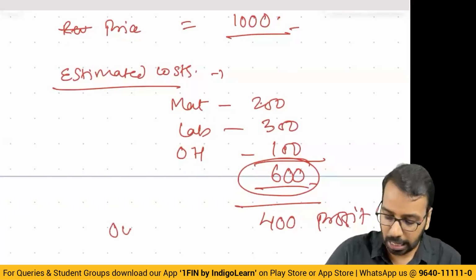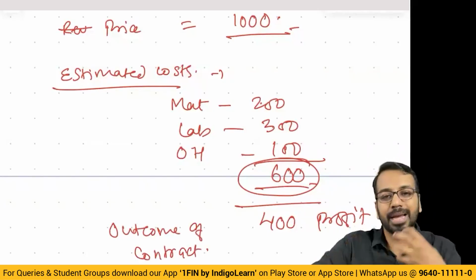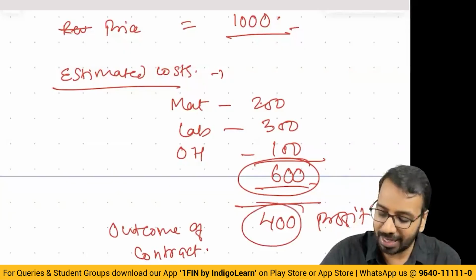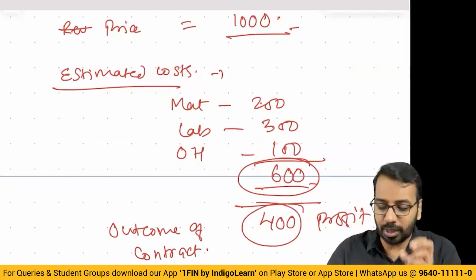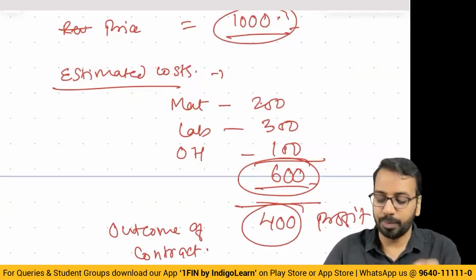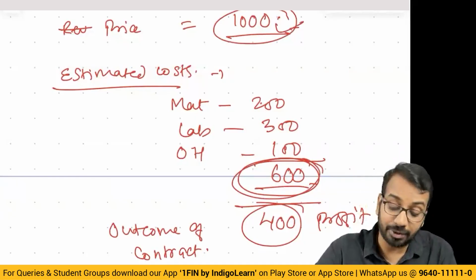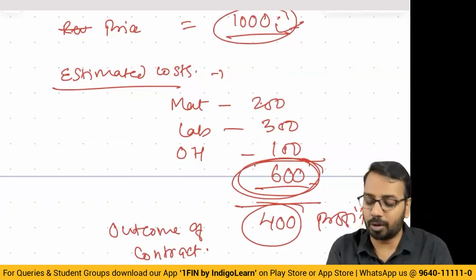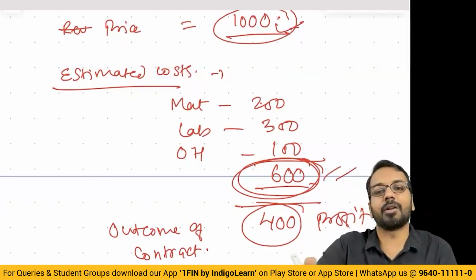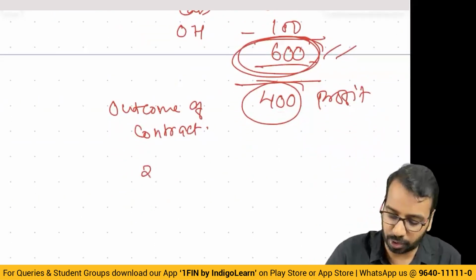This is called outcome of the contract. So by executing this contract, I will get a profit of 400. Now the key challenge here is, when should I recognize this 1000 of revenue? When should I recognize this 600 of cost? Should I recognize revenue when the contract is completed? That will not give a true and fair picture because costs have been incurred over a period of time. So what the standard says is, for example, this is a 2-year contract.